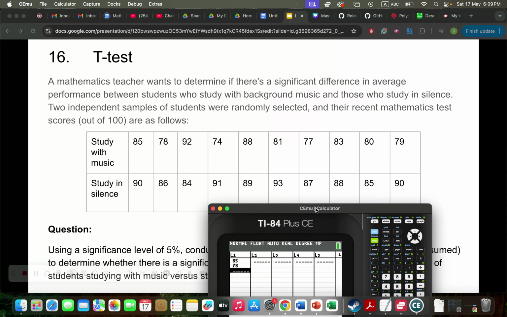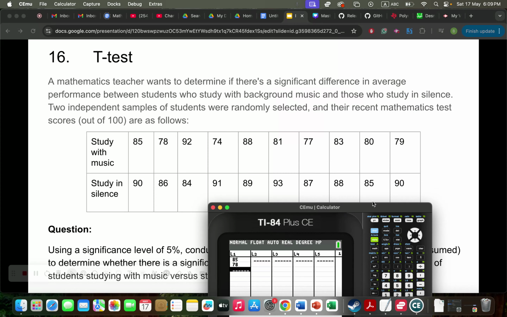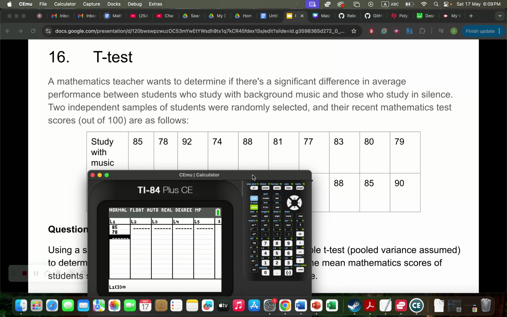So we have 85, 78, 92, 74, 88, 81, 77, 83, 80, and 79.